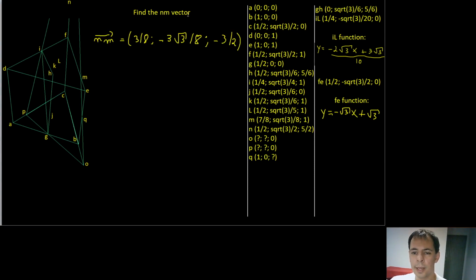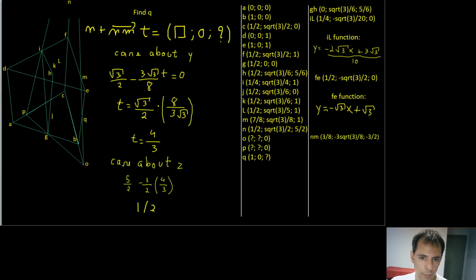Now, find the NM vector. See, N, all the way to the apex of the pyramid, it comes to M. Well, we have N and we have M, so it's easy to find the vector. Just the x-coordinate of M minus the x-coordinate of N, the y-coordinate of M minus the y-coordinate of N, and you'll find the vector. Now, guess what? You'll be able to find Q, because you have the endpoint N, following the same reasoning, plus t times the vector NM, you're going to end up in Q here.